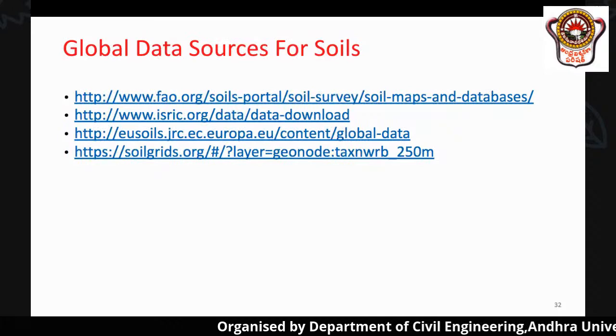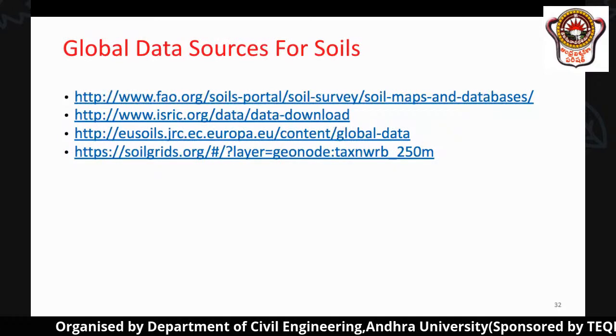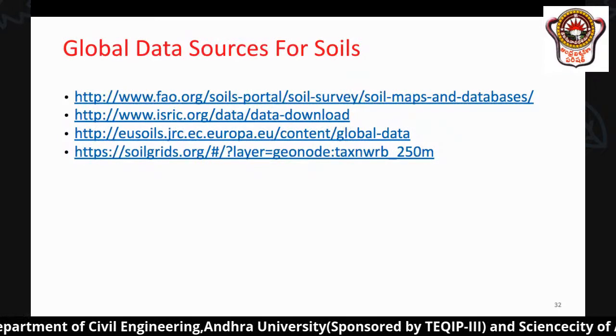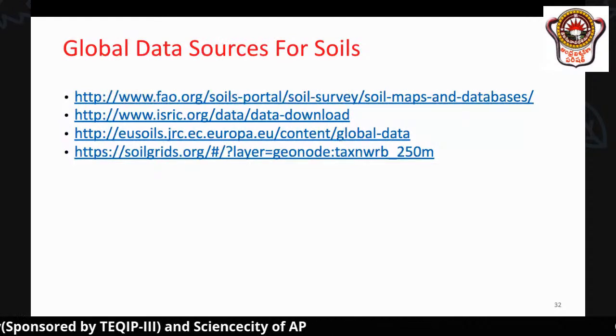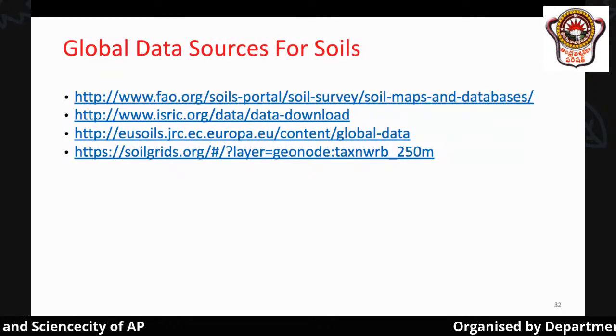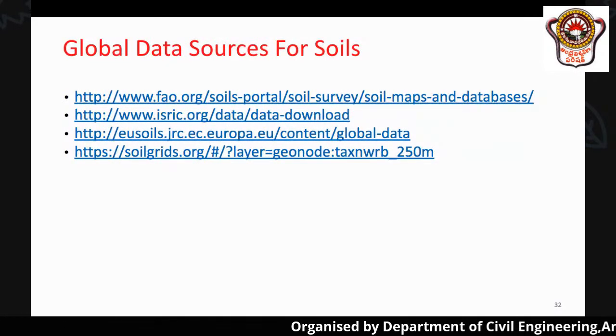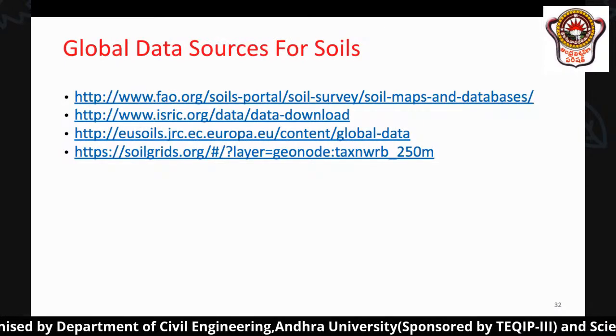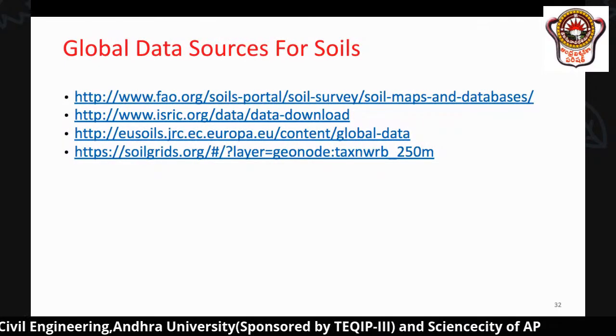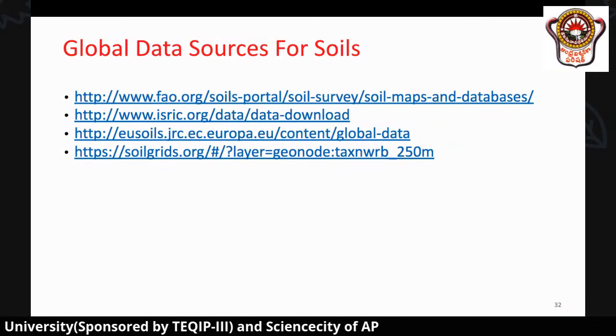For example, the first data set is the one provided by the FAO, the Food and Agriculture Organization of the United Nations. They are providing a complete data set of the soils. You can download it for a particular area, and then use it for your studies.